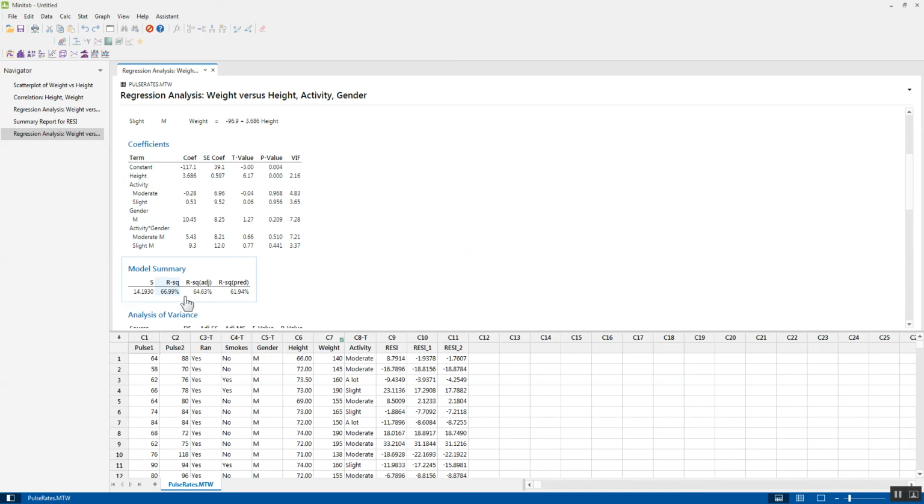R squared crept up by a minuscule fraction, but we haven't added anything significant. There is no significant difference between the height-weight relationships for people who are moderately or slightly active, or active a lot, and male or female gender. So that's easily how to add categorical terms.